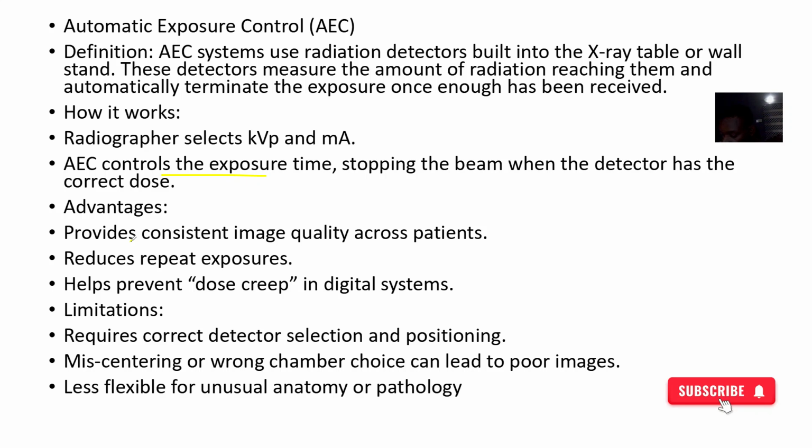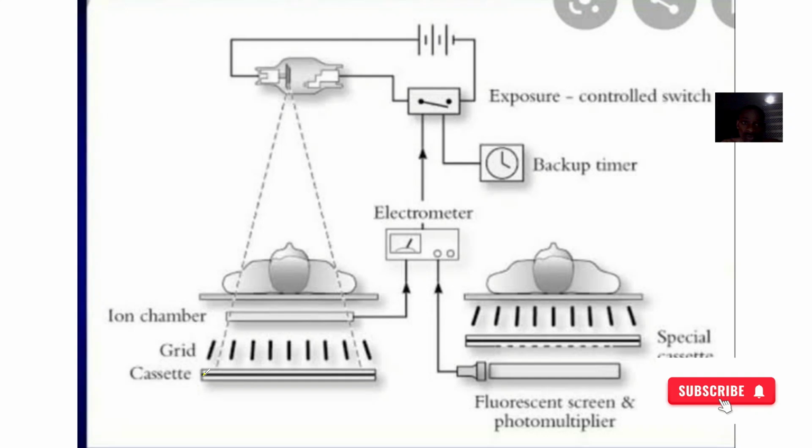It provides consistent image quality, reduces repeat exposures, and helps to prevent things from going out of hand. The limitation is that it requires correct detector selection and positioning, and you could actually miss it out, because it's a machine. So that's what we've got for this.